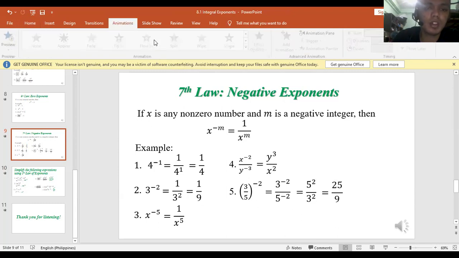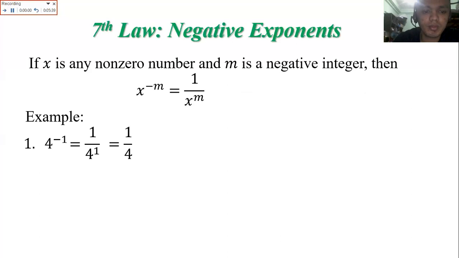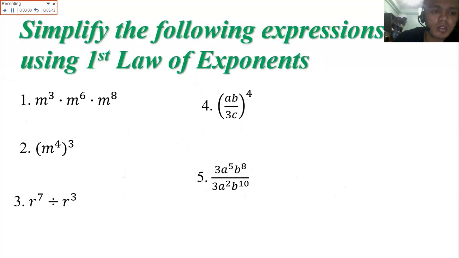Okay? Now, punta naman tayo sa exercise, no? Simplify the following expressions using the first law of exponents. Okay, for number 1, no? As you can see, tatlong terms na yan, no? M cubed times m raised to 6 times m raised to 8. Okay, since parehas naman yung base, just copy the base, then add all the exponents. We have m raised to 3 plus 6 plus 8, and that is equal to m raised to 17.